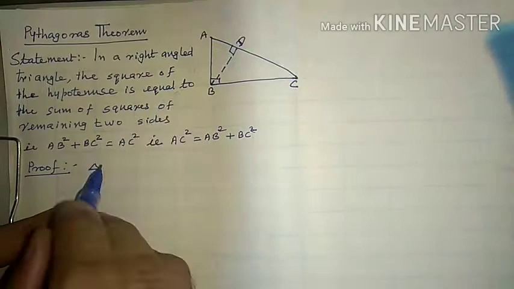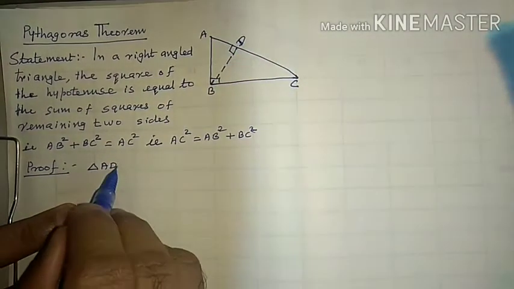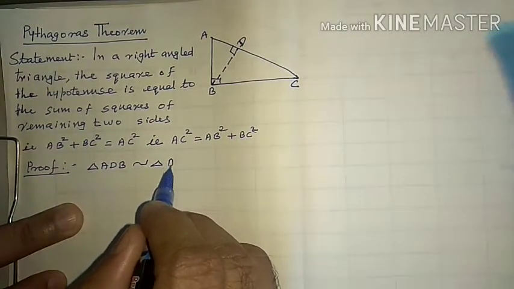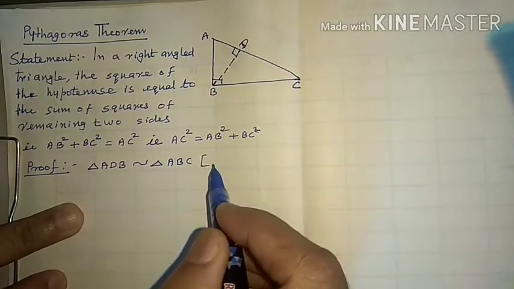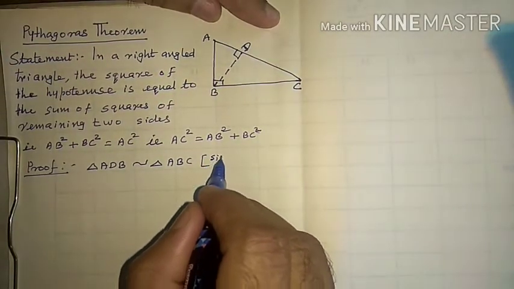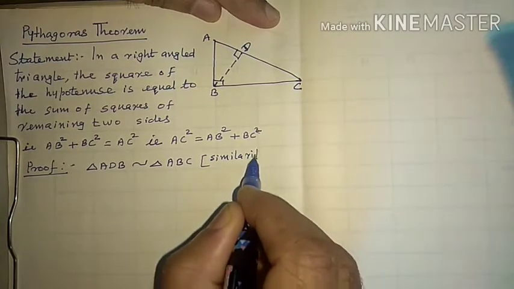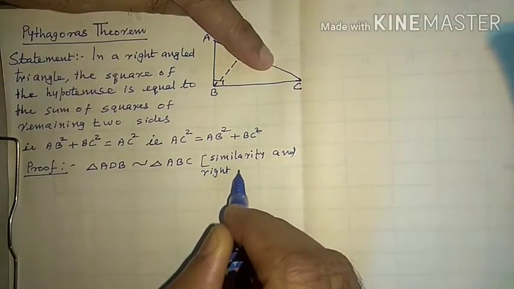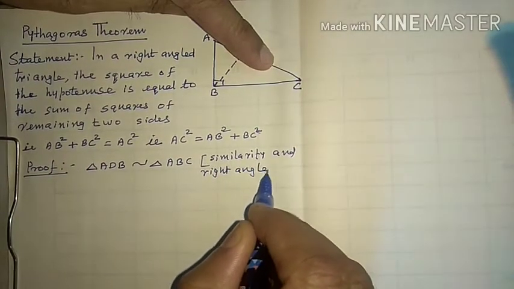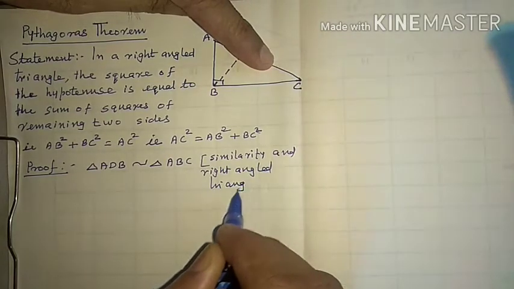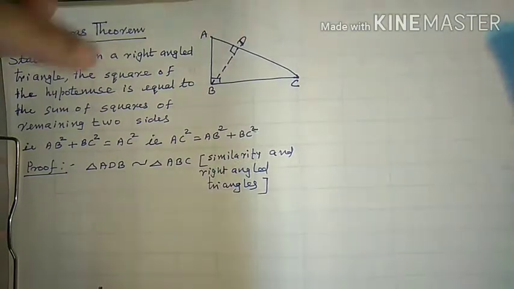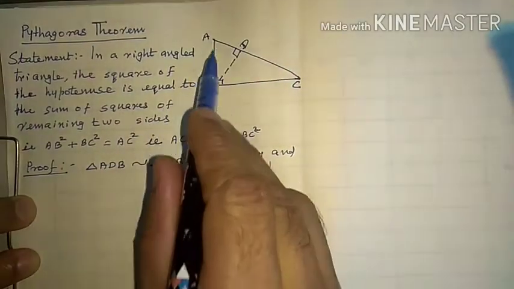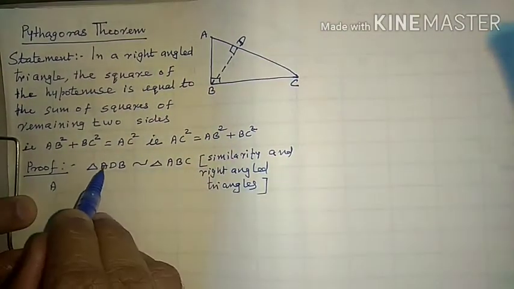Triangle ADB, the small triangle, is similar to triangle ABC, the big triangle. What is the reason? Just the previous one: similarity and right angled triangles. This we got. Now actually, we have to get AB square. So here we start.